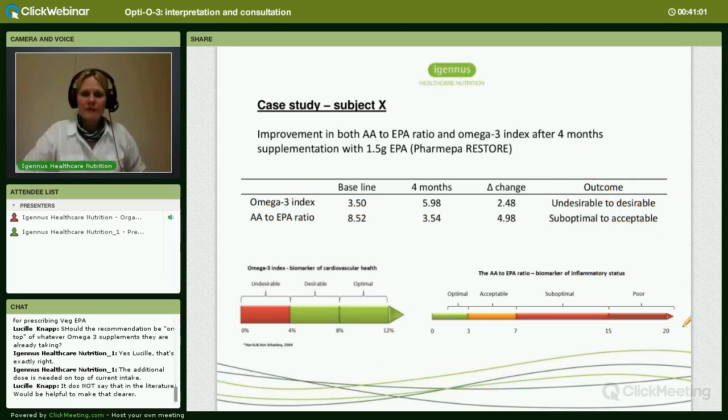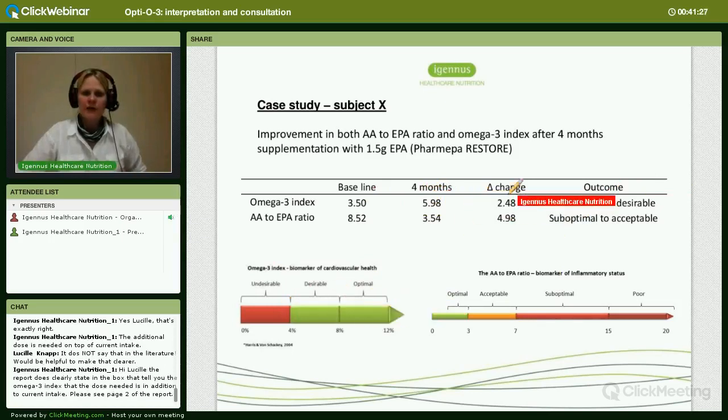They then retested at 4 months. We generally recommend 6 months to give the fatty acids scope to kick in, really. But after 4 months, there was a considerable change, actually. After 4 months, the omega-3 index had increased from 3.5 to just under 6. So we went from undesirable into desirable. So it was a change of 2.48%.